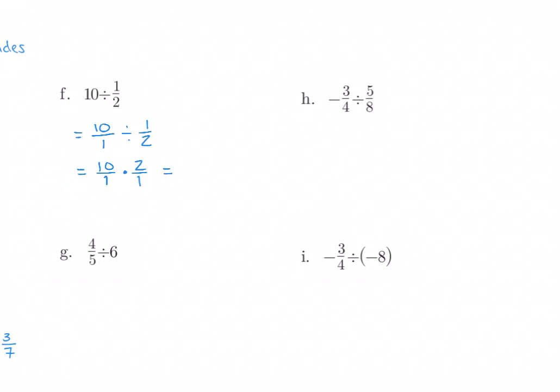We cannot cancel anything, so we're going to multiply straight across. We get 10 times 2 is 20 over 1. And this does simplify down to 20.